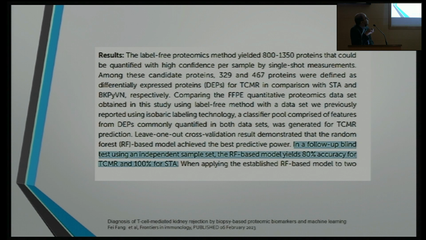So what they identified was 329 differentially expressed proteins in the T-cell mediated group as well as 467 DEPs in the BKV group, as compared to the stable function group. And when this whole data set was entered in the machine learning algorithm, the prediction model developed had an accuracy of around 80% when it was used in a blinded manner on an independent sample set.